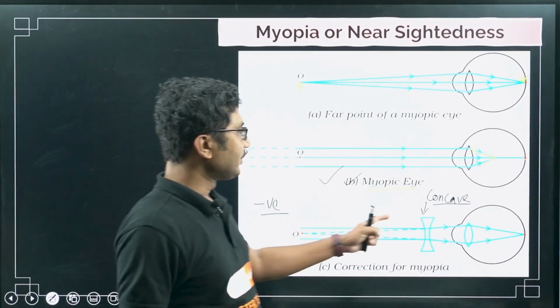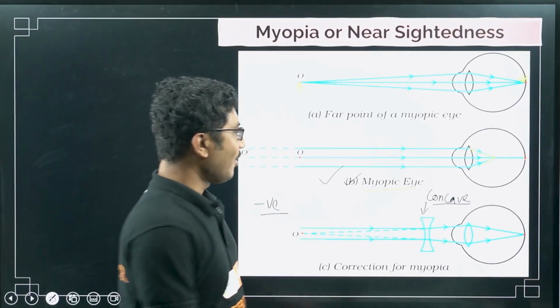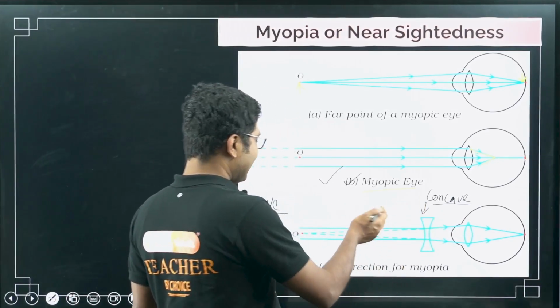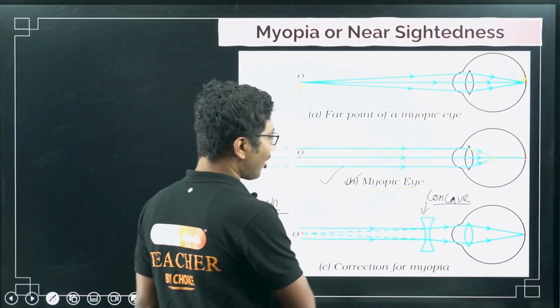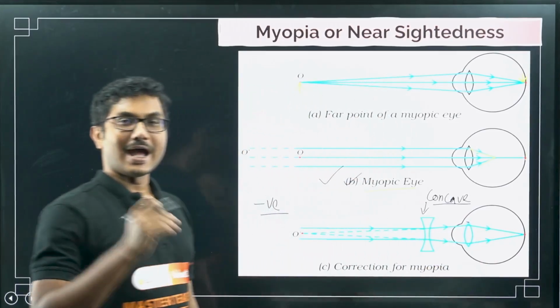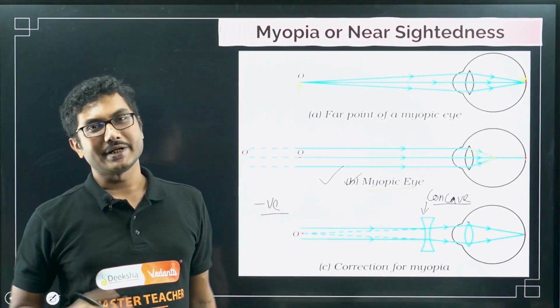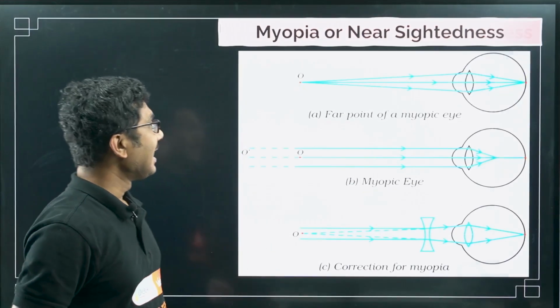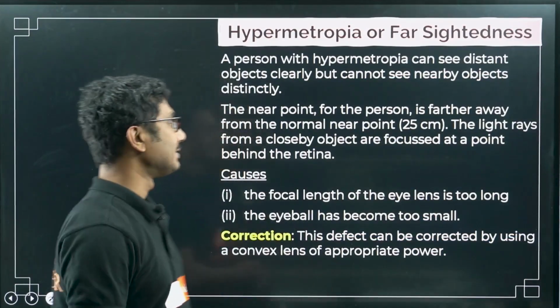Okay, so this is the concave lens which is used to correct this defect. Now after using this lens, this point is adjusted in such a way that even the objects which are very far can also focus inside the retina, and you can see any objects between infinity up to 25 centimeter as usual, right? Next point is hypermetropia or farsightedness.